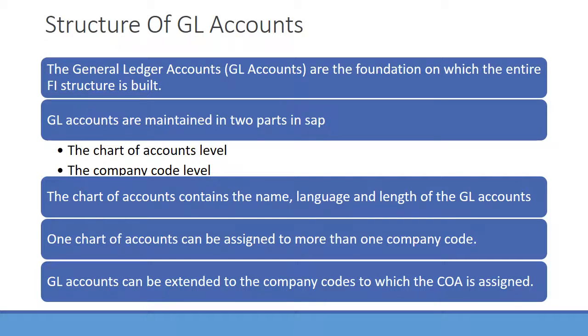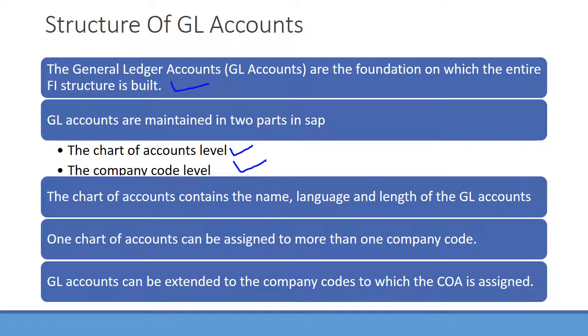Let us see how the GL accounts are structured. The general ledger accounts, as I told you, are the foundation on which the entire FI structure is built. The GL accounts are maintained in two parts in SAP, namely the chart of accounts level and the company code level. It simply means there is a big list of GL accounts which are assigned to the company, and the company code to which it is assigned will use this list to the extent it requires. The chart of accounts contains nothing but the name, language and length of the GL accounts.